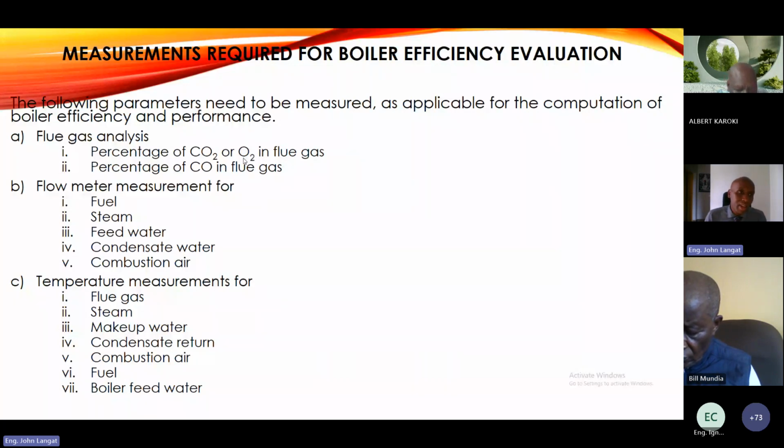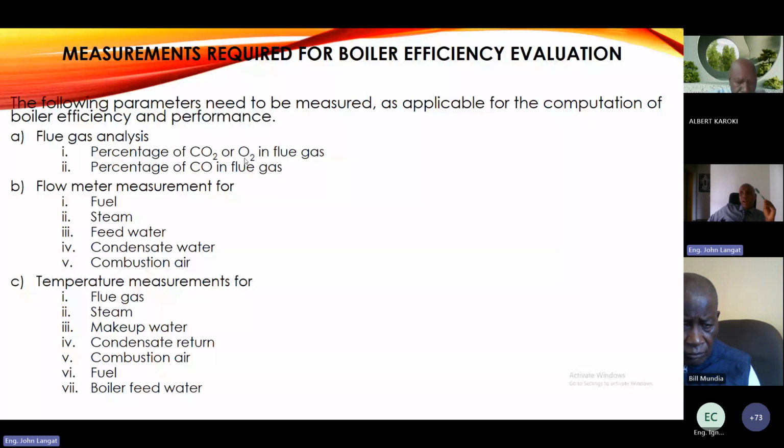Then you need to measure the rate of combustion air generation. Of course, these ones you'd measure using the anemometer inside the stack. Then you need temperature measurements: one for flue gas, and for steam, even though if you have pressure, then you will easily determine the temperature for steam. Then you need temperature for makeup water. Normally it's ambient, but it's good to record. You also need temperature for condensate return. This is critical as an energy auditor.